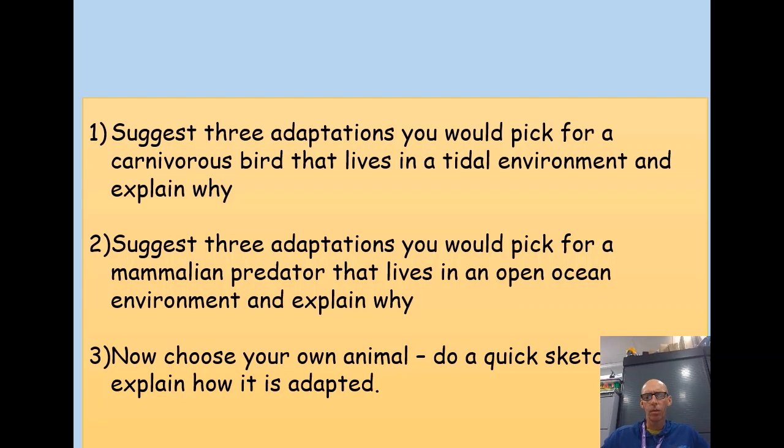Question 2, for example, this is a mammal, so a warm-blooded creature, and it's a predator, so it's going to have predator features, and it lives in the open ocean. So I might say, for example, well, it's a predator, it's going to be eating other fish, it will need large, sharp teeth. Okay, that's one example. So try and think of your own when you're doing your answers.